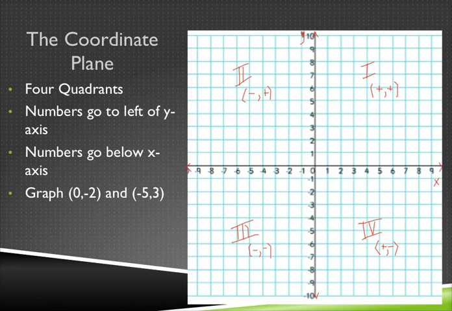Now let's go ahead and just graph a couple of points. Let's graph 0, negative 2. Put a 0, negative 2. And let's graph negative 5, comma 3. Negative 5, comma 1, 2, 3. Okay, so that is a quick review of the coordinate plane. Hit pause if you need to, but if not, you will be sent to your next task.